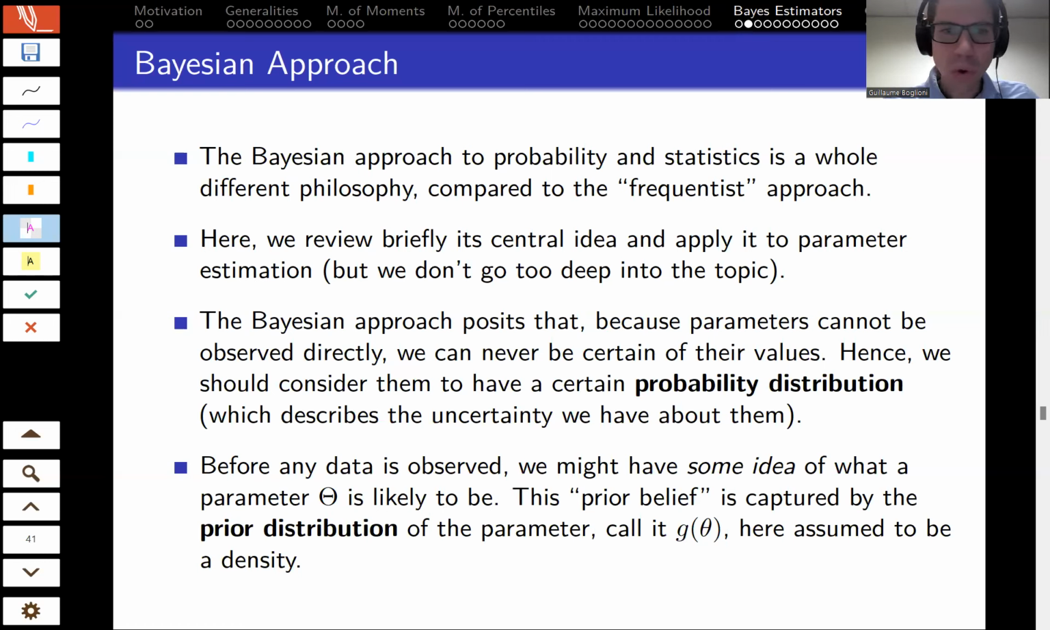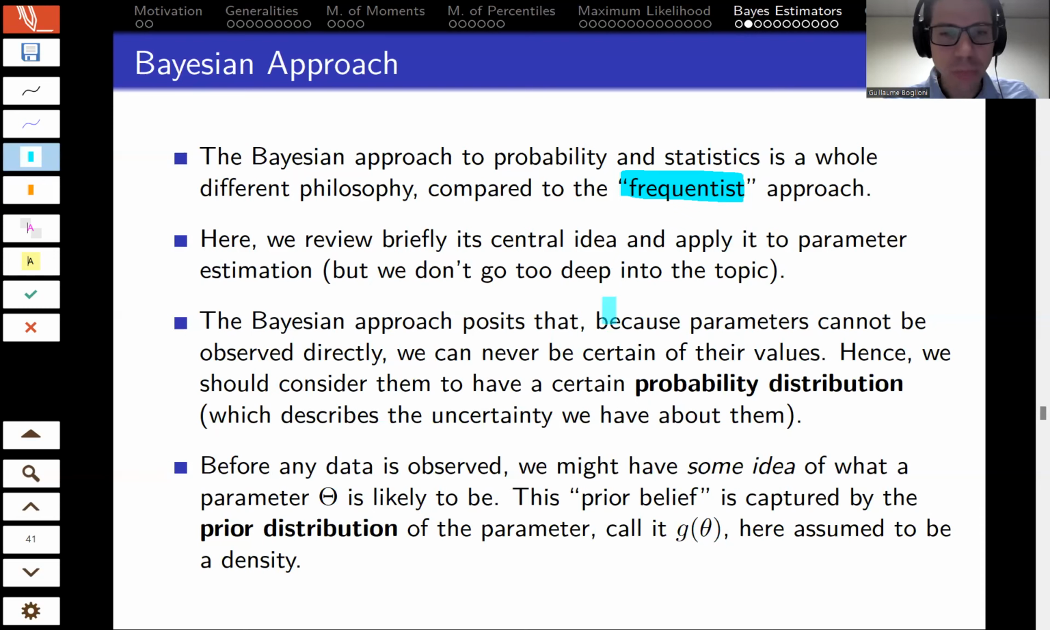So what we said is that really the Bayesian approach to statistics is a different philosophy compared to the frequentist approach. So in the frequentist approach, recall we set parameters, they're fixed quantities, they're not random, but they're unknown, and we try to estimate them. But still conceptually, they're seen as numbers. It's just that we don't know what those numbers are.